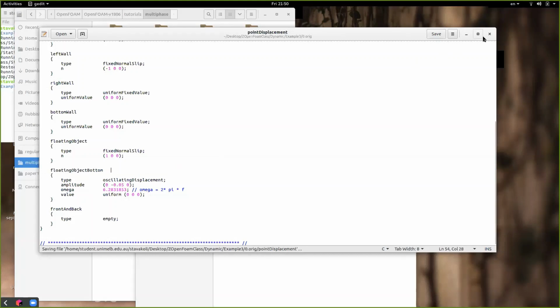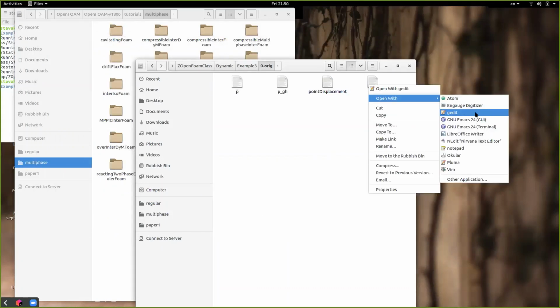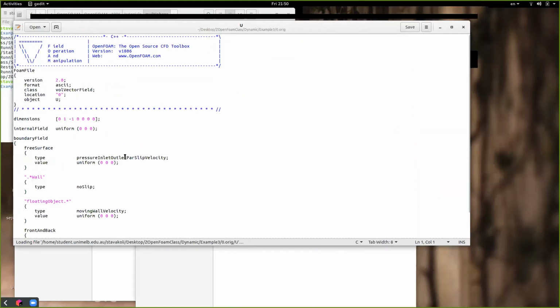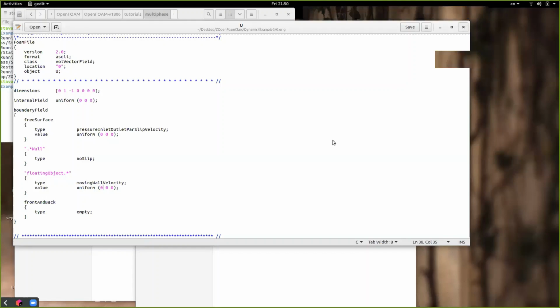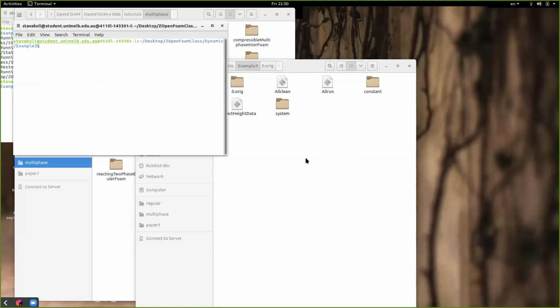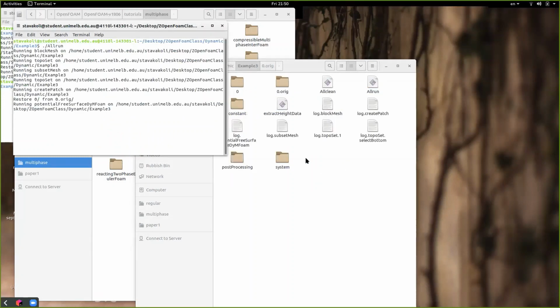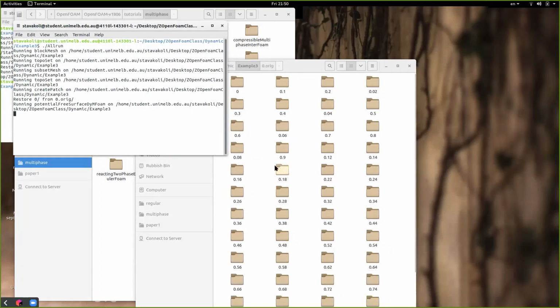For the velocity field, we set the boundary conditions again over here. This time, for all the walls, the wall on the side and the wall at the bottom, we define the no slip boundary condition. For the floating object, we define the moving velocity boundary condition. That's it, and we can set the problem to be solved. Let's see whether it works. Okay, it does.